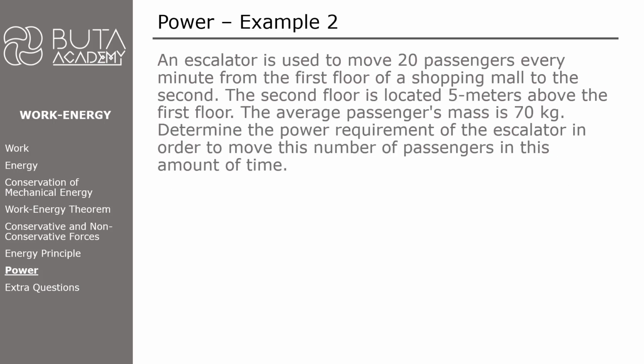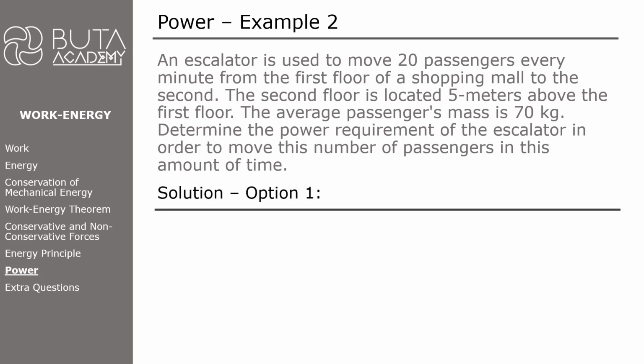In a more complicated question, an escalator is used to move 20 passengers every minute from the first floor of a shopping mall to the second. The second floor is located 5 meters above the first floor. The average passenger's mass is 70 kgs. Determine the power requirement of the escalator in order to move this number of passengers in this amount of time.